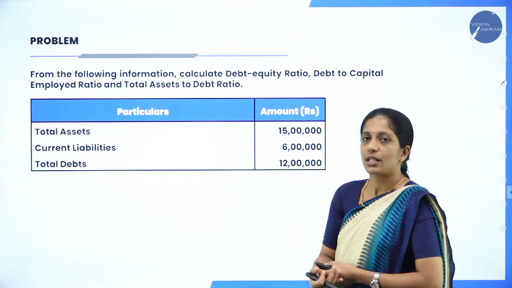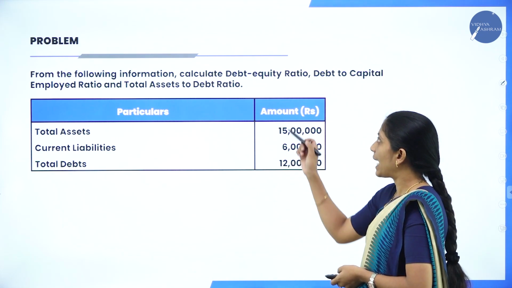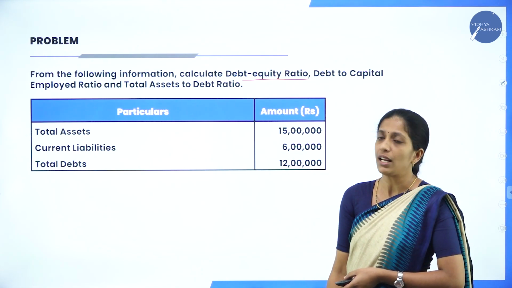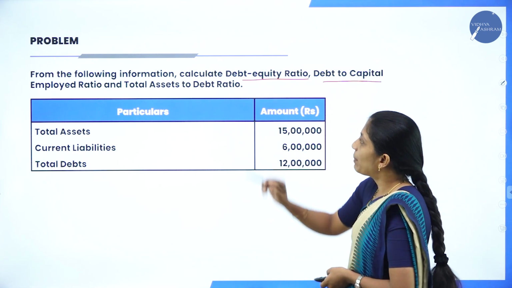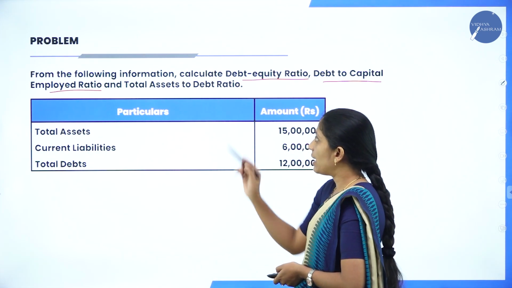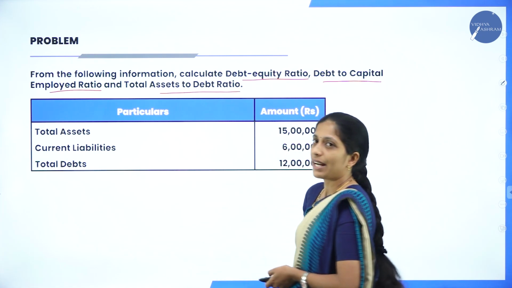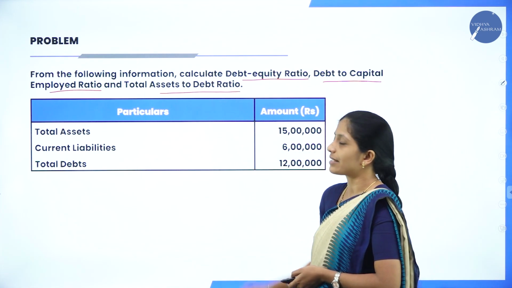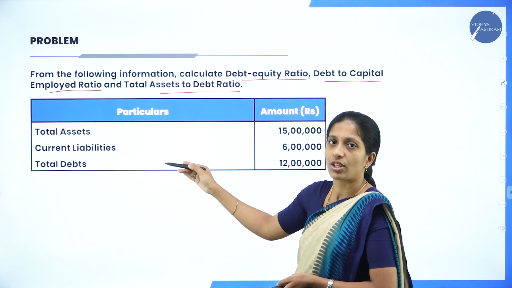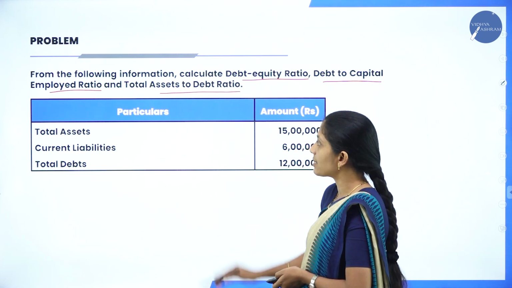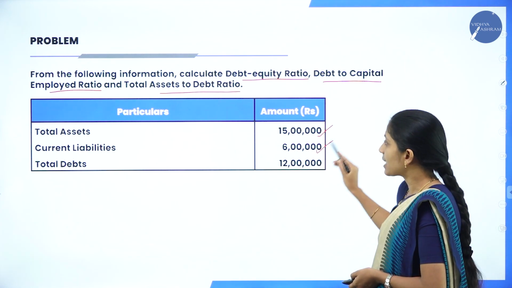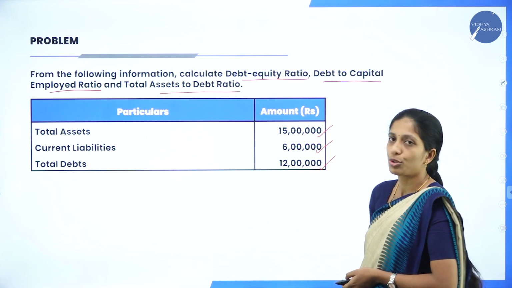Now moving on to the next problem. From the following information, calculate debt equity ratio. So your formula is long-term debt divided by shareholders fund. Debt to capital employed ratio: long-term debt divided by capital employed. Total assets to debt ratio: total assets divided by long-term debt. They have given only this much information. Based on this, we have to calculate all these ratios. They have given total assets 15 lakh, current liability 6 lakh and total debt 12 lakh.